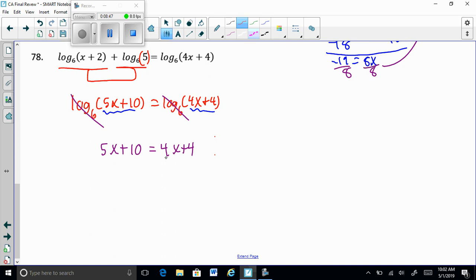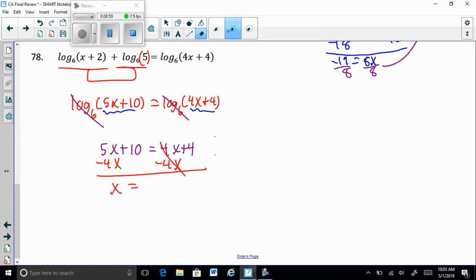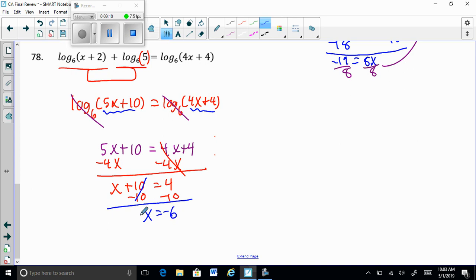solve this. So I'm going to subtract 4x, subtract 4x. Okay, so we get x, or oops, don't want to forget about the plus 10. Plus 10 equals 4. And then we'll go ahead and subtract 10, subtract 10. And so we get x equals negative 6. So we're actually getting the same problem we had up above. We're getting a bad answer.